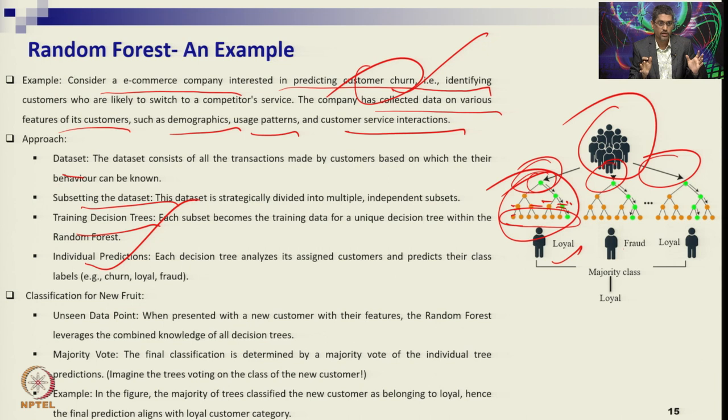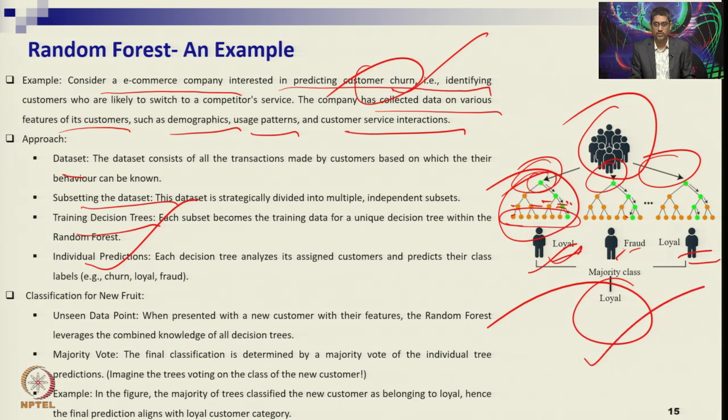Finally, suppose you have three decision trees here, giving three decisions. One is loyal, one is fraud, but where is the majority? Loyal has the majority. So the final decision of your random forest is that the customer will be loyal, that the customer will not leave the store. That is what random forest is.